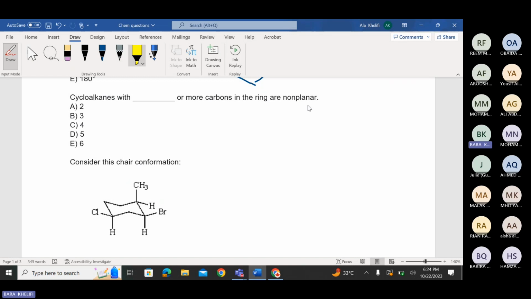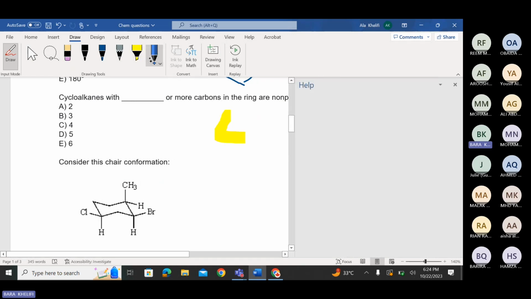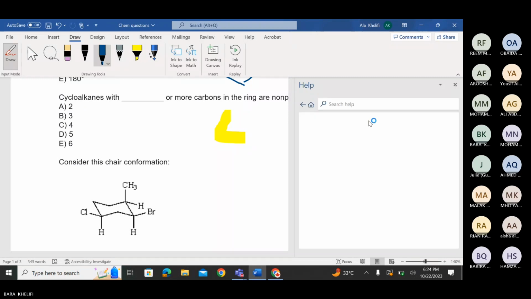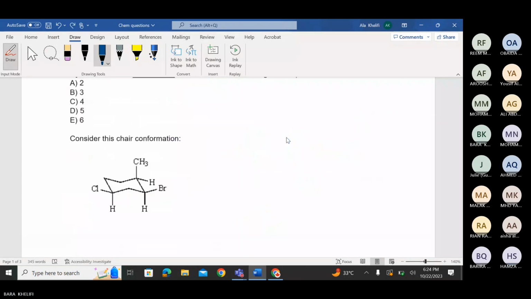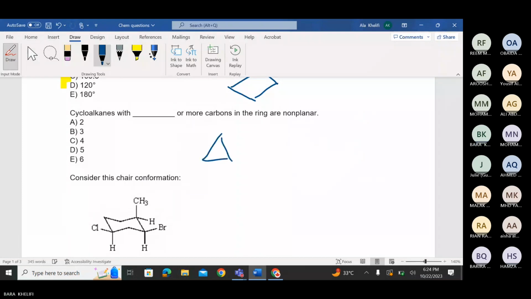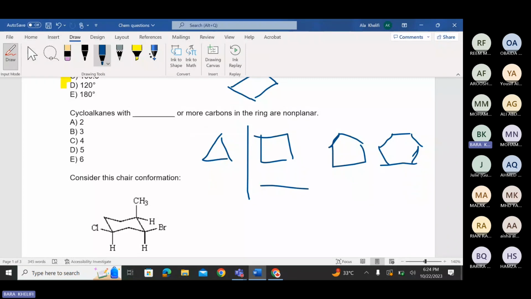Anyway, cycloalkanes with blank or more carbons in the ring are non-planar. So we took how many? 4. All right, exactly. So we took cyclopropane, cyclobutane, cyclopentane, and cyclohexane in this chapter. So out of those, from where does it start to take a shape that's non-planar, meaning that it's not in one line? Cyclobutane.